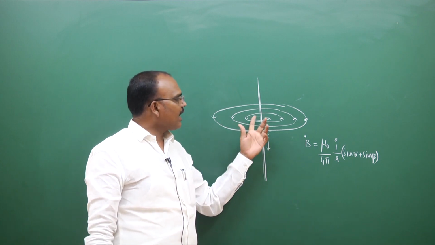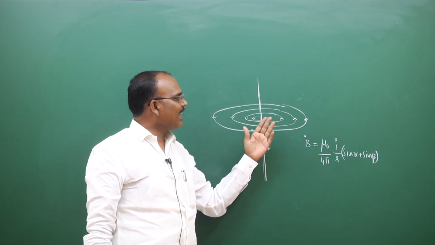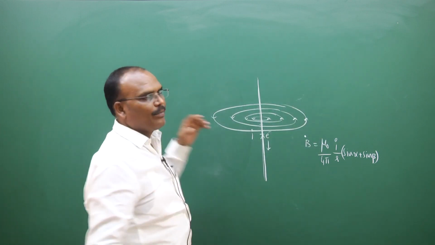Here actually the magnetic field produced by this current carrying conductor is occupied in a huge space.